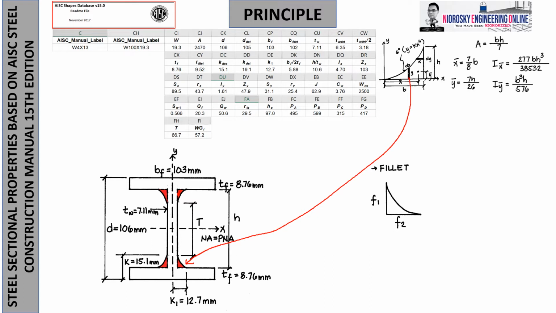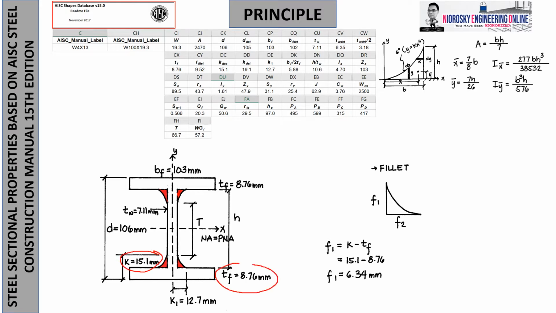So for the fillet, you will notice that we can now calculate f sub 1 and f sub 2. So by algebra, we can notice that f sub 1 is equal to k minus tf. So tandaan natin, ito yung k, ito yung tf, so ito yung natitirang distansya. So yung f sub 1, that is 6.34 mm. Notice we need to use the design. Do not use the subscript of det kasi detailing yon for drawing.